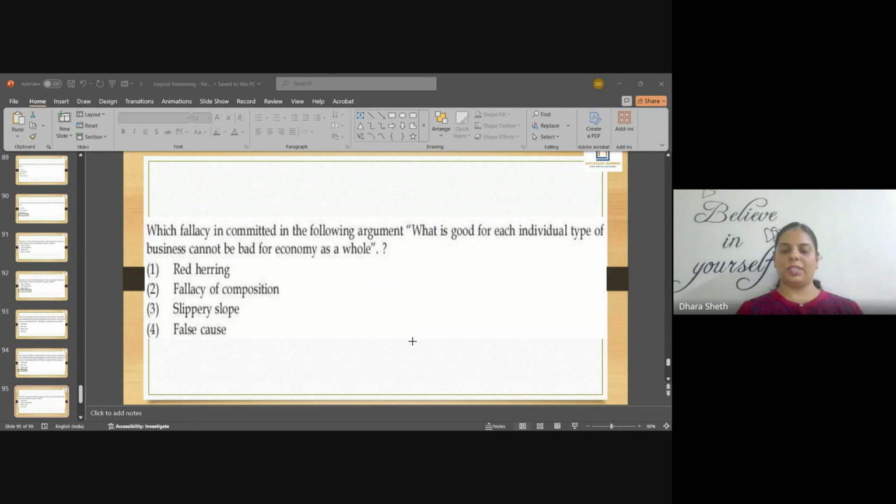Red herring is usually negative. It is the policy of composition. Each individual business, economy as a whole.